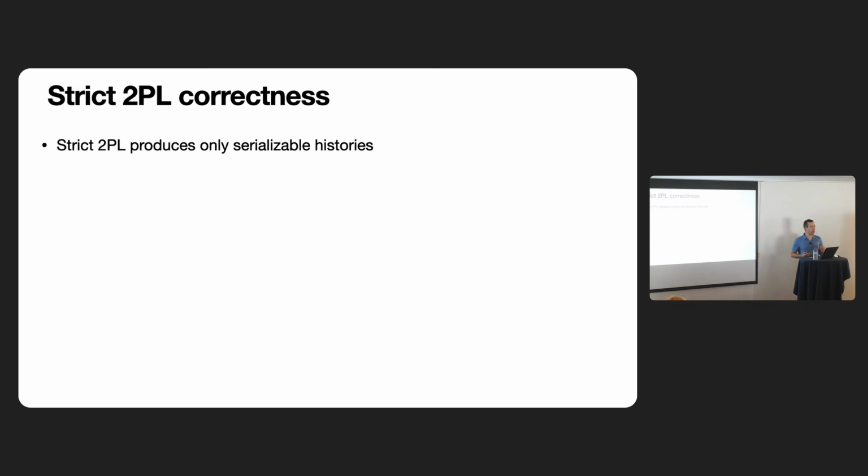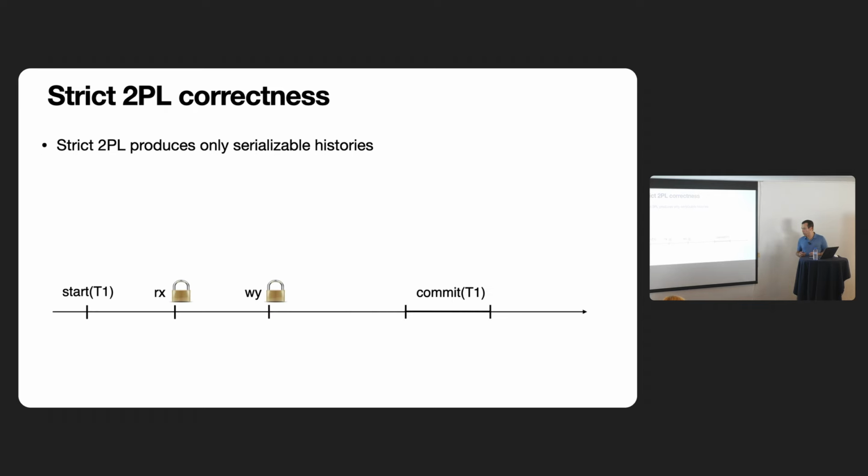Now, let me just sketch intuitively why this actually does ensure serializability. So I'm not going to do a formal proof, but I'll give you some intuition. So why strict two-phase locking produces only serializable histories. So let's look at an example. Let's say we have a transaction that reads an object X and writes an object Y, right? Then when the transaction does each of these operations, it acquires the corresponding lock in the read or write mode.